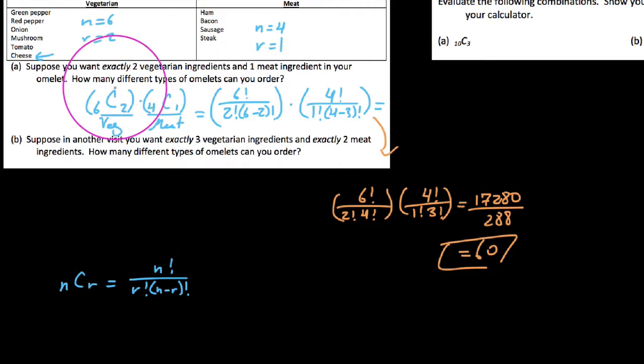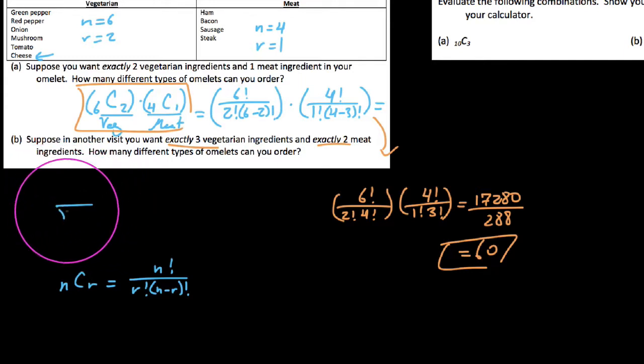The idea, though, that I want to point out in this video is that we used combinations, but we used it with the fundamental counting principle. So let's find out how many ways exist to do each individual thing, and then multiply all those together. Suppose in another visit we wanted exactly 3 vegetarian ingredients and exactly 2 meat ingredients. How would this be different?